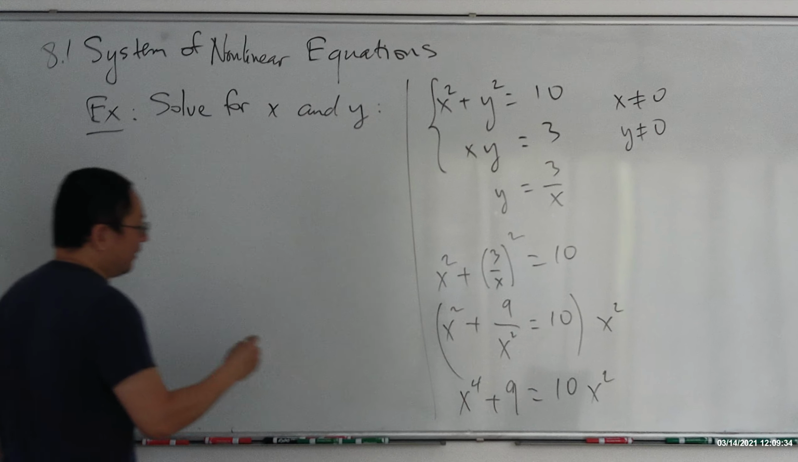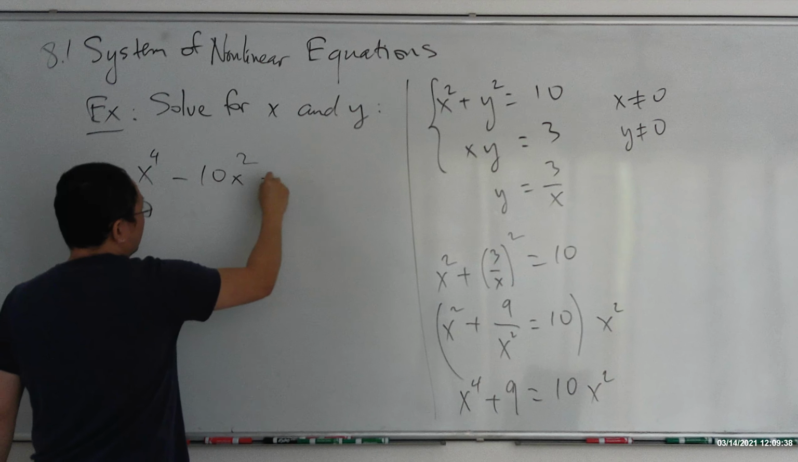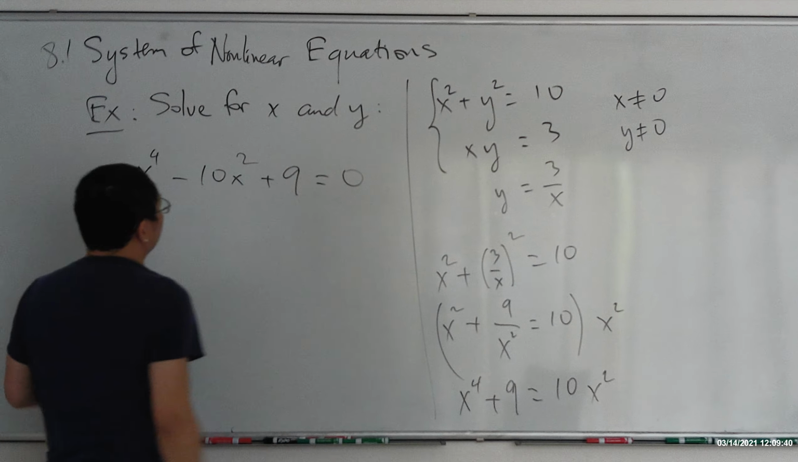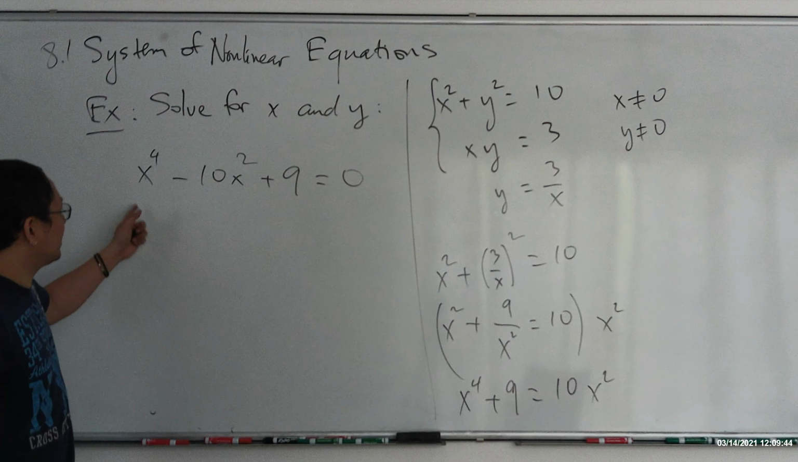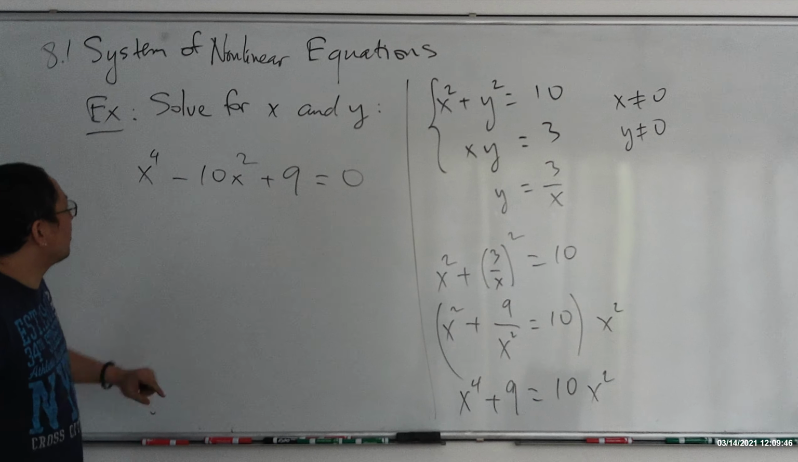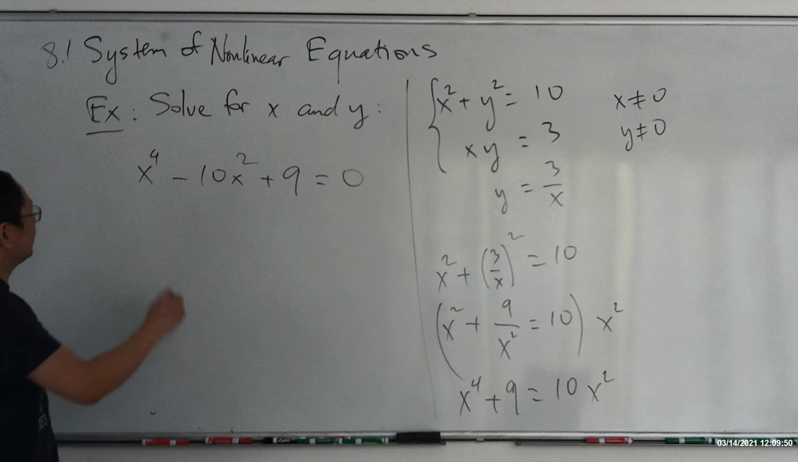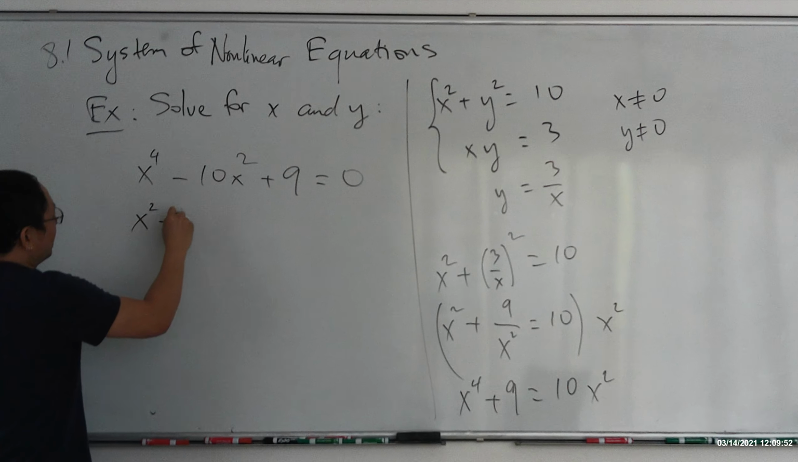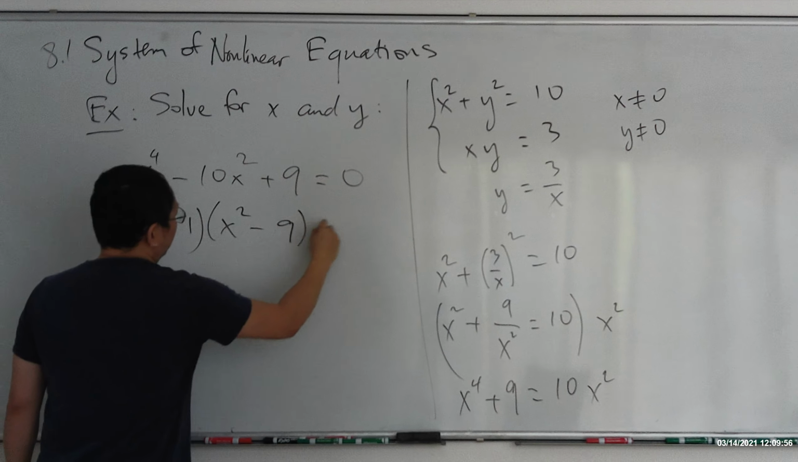Alright, so bring everything to one side. x to the 4 minus 10x squared plus 9 equals 0. The reason why I wrote it this way is because it's kind of similar to a quadratic equation. If you think of x squared as one term, this is really quadratic. Then factor this out: x squared minus 1 times x squared minus 9 equals 0.